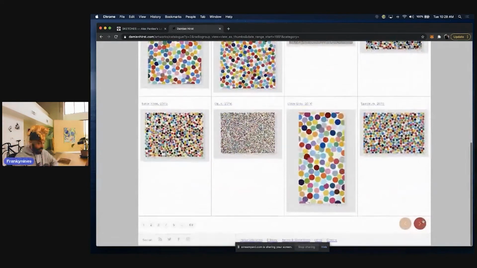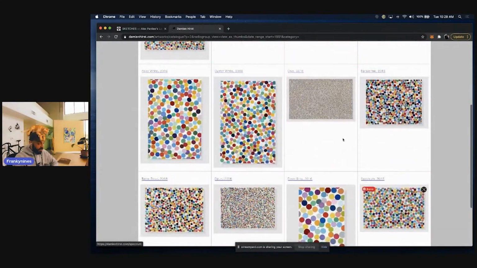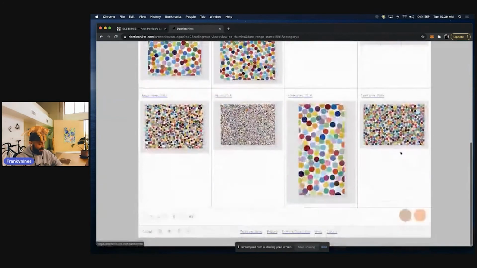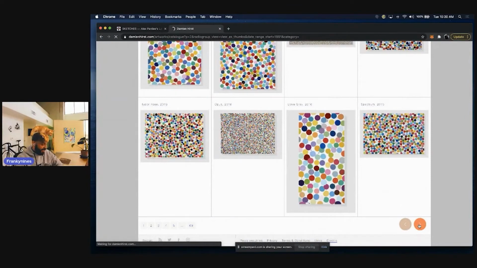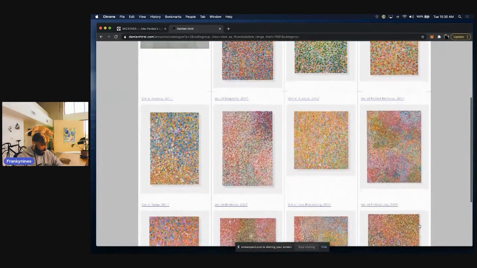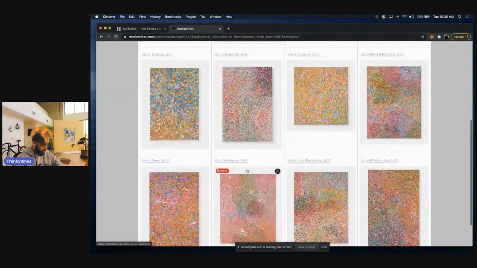All of these pieces almost look the same, but each one is different. It's almost like the guy is creating blockchain art. Each piece is unique. I think he's got some 2017s in here.